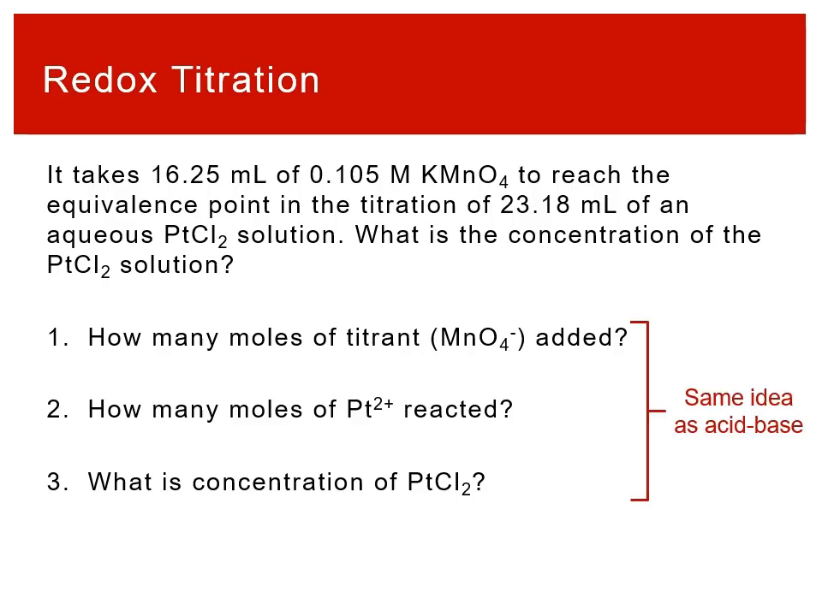And this whole process is the same idea that we looked at with acid-base chemistry. How many moles did you add in from the burette? How many moles of the other reactant were in the flask initially? And then what's the concentration in that flask? So the overall process is the same as the acid-base kind of titration we saw previously. But the difference is, what is my reaction here? It's not an acid-base reaction. It's instead a redox reaction.